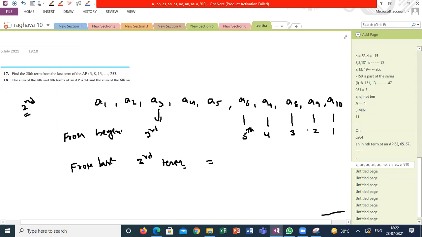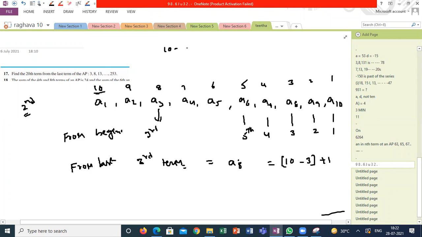So how to identify which term from last I have to calculate? Your A8 is the from last third term. How is 8 related to 10? So 10 minus 3 plus 1. See, from last fifth term means 10 minus 5 plus 1. From last seventh term means this is the seventh term, counting 1, 2, 3, 4, 5, 6, 7, 8, 9, 10. From last 10th term, the total is 10, and from last 10th term means the first term: 10 minus 10 plus 1.